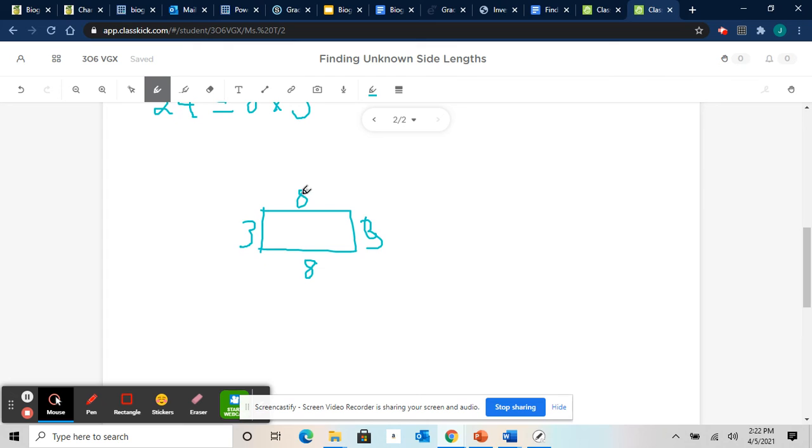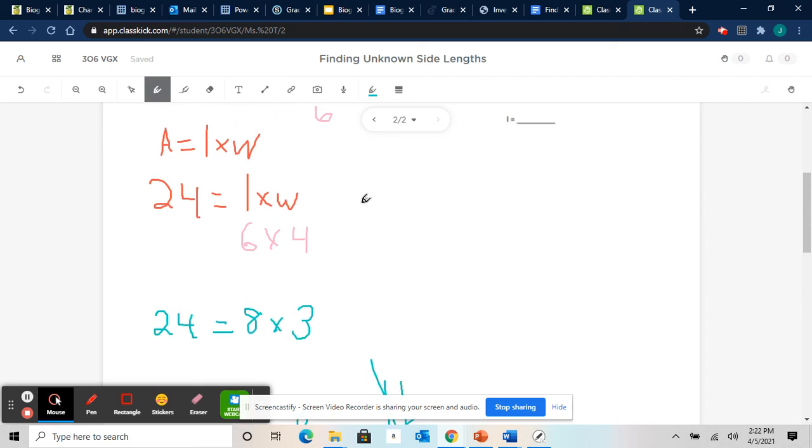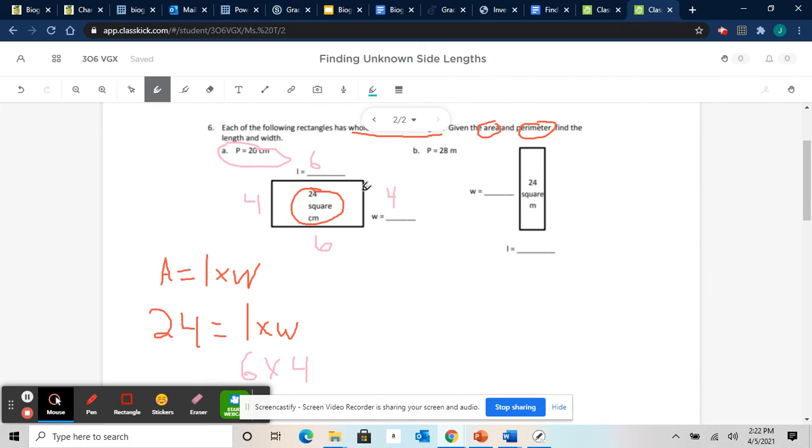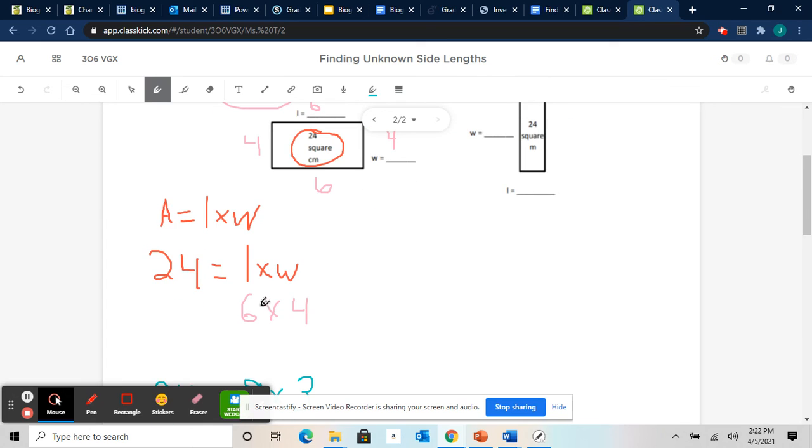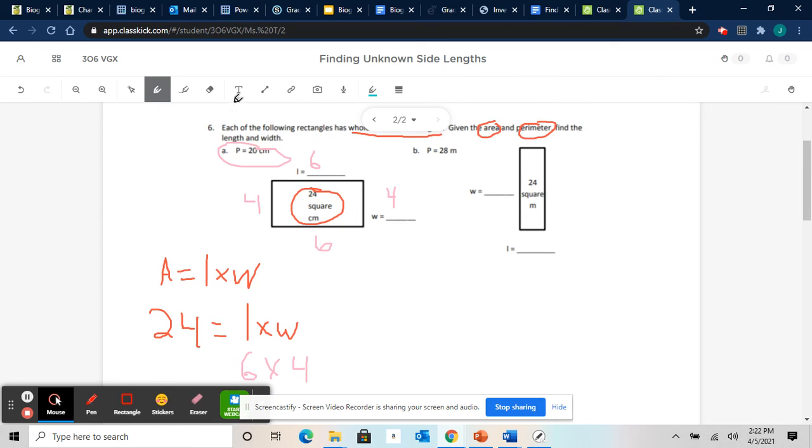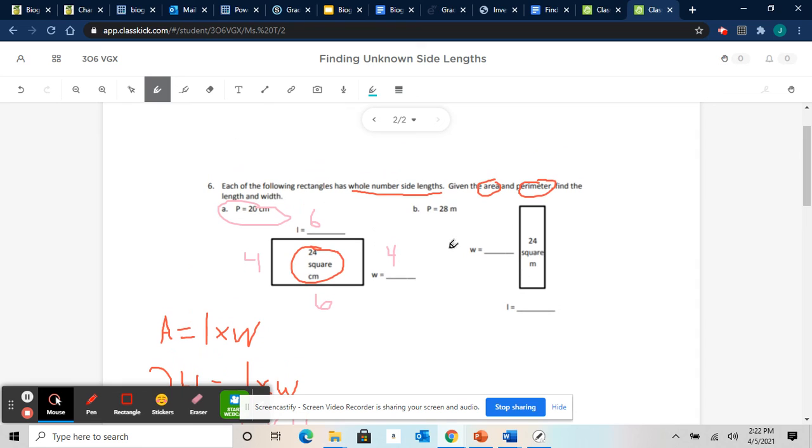Let's check. 8 plus 3 is 11, right? 8 plus another 3 is 11. So if I added 8 plus 3 plus 8 plus 3, I get an answer of 22, which is not my perimeter. So that means that 8 and 3 couldn't have been the sides. So you might have to play around with your factors and see which ones work for both area and for perimeter. Let's look at this next one now.